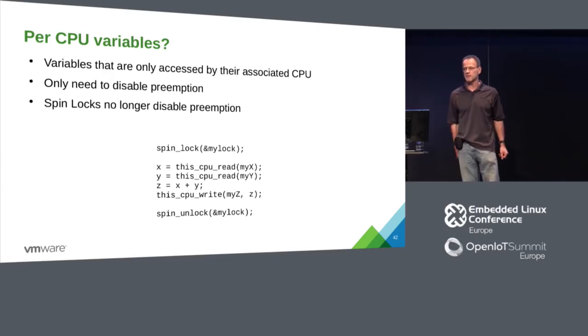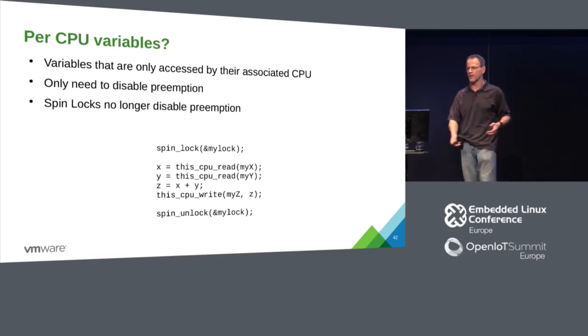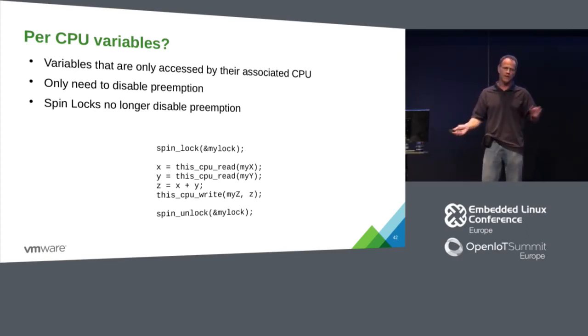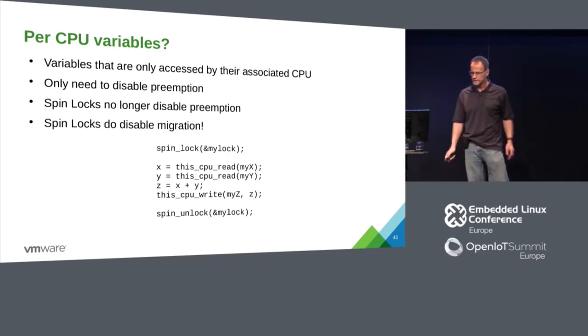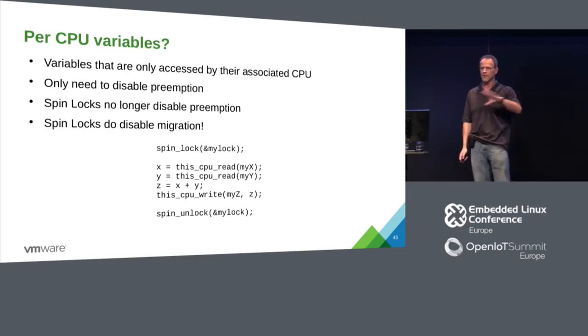This is what you'll sometimes see. Spin lock, let's say I have two per CPU variables. I want to add them together and store them to a third per CPU variable. So I grab X, Y, add them to Z, boom. Spin locks do disable migration, so this still does work. This is OK. You don't have to change your plans.